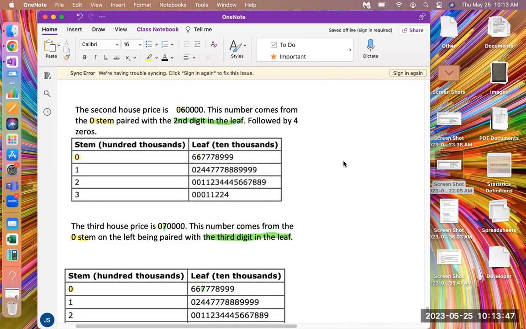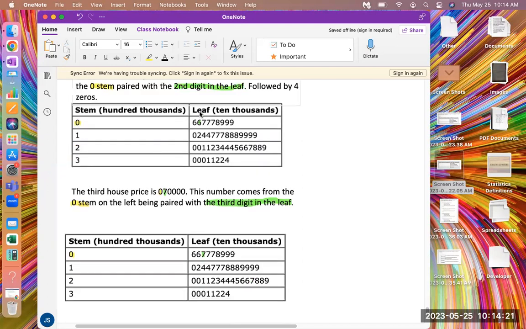Then to find the second house price that's wrapped up in this stem leaf plot, you take the 0 stem again, and now you take the second digit in the leaf, you pair those up, you put 0 and 6 together, followed by the 4 zeros again. So this actually comes up to the same number that we had last time. If we drop the preceding 0, it's just 60,000. So that means there's 2 houses out there that had the value of $60,000. This must have been a long time ago because house prices today are way higher than this.